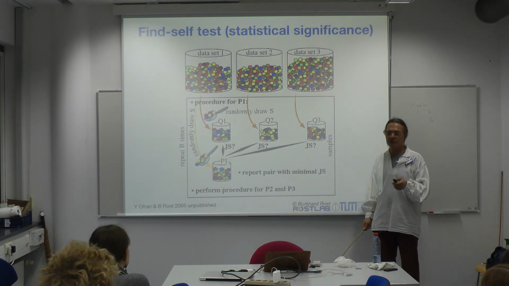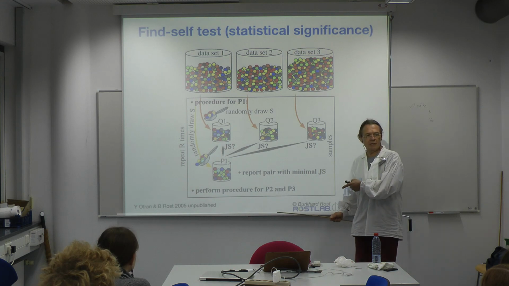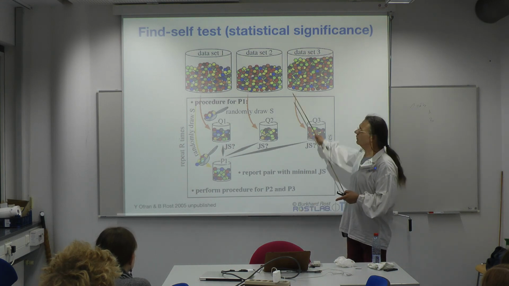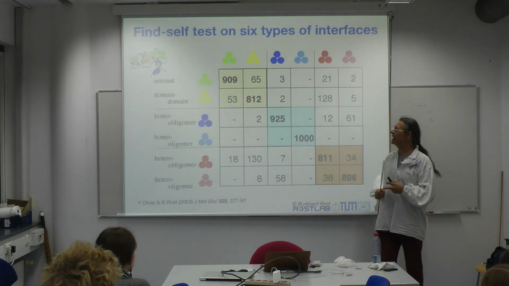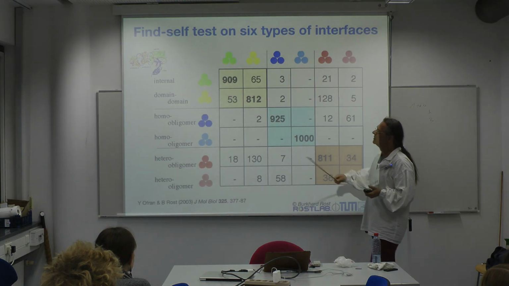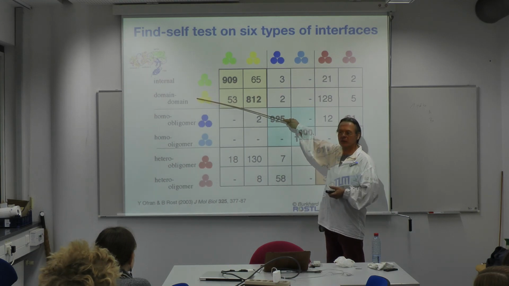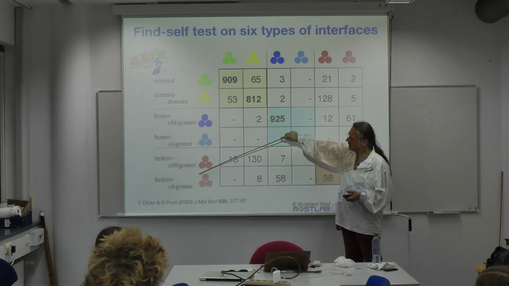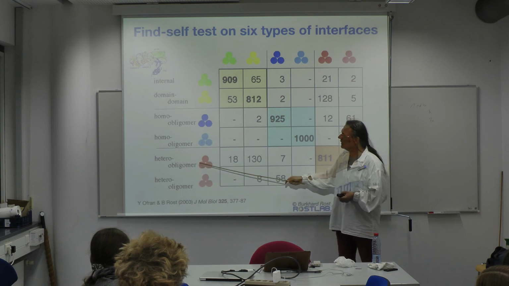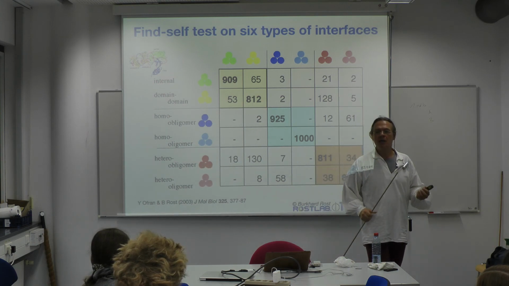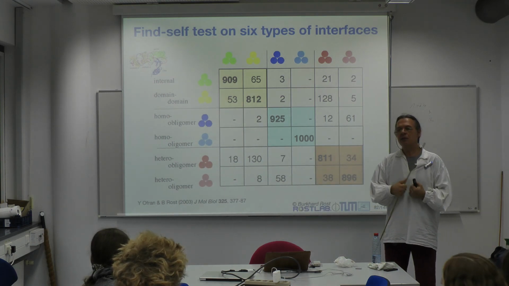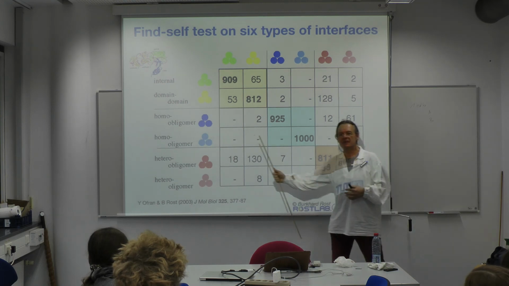So you repeat this test for 1,000 times, and what I'm going to show you on the table in the next slide is not three different types of interfaces, but 6 different types of interfaces. That's internal as we had it. Then there's domain-domain connections. Here is the protein-protein interfaces, and here I have what is called hetero-oligomers. So I have 2 chains that I'm not entirely sure are from the same protein or not.